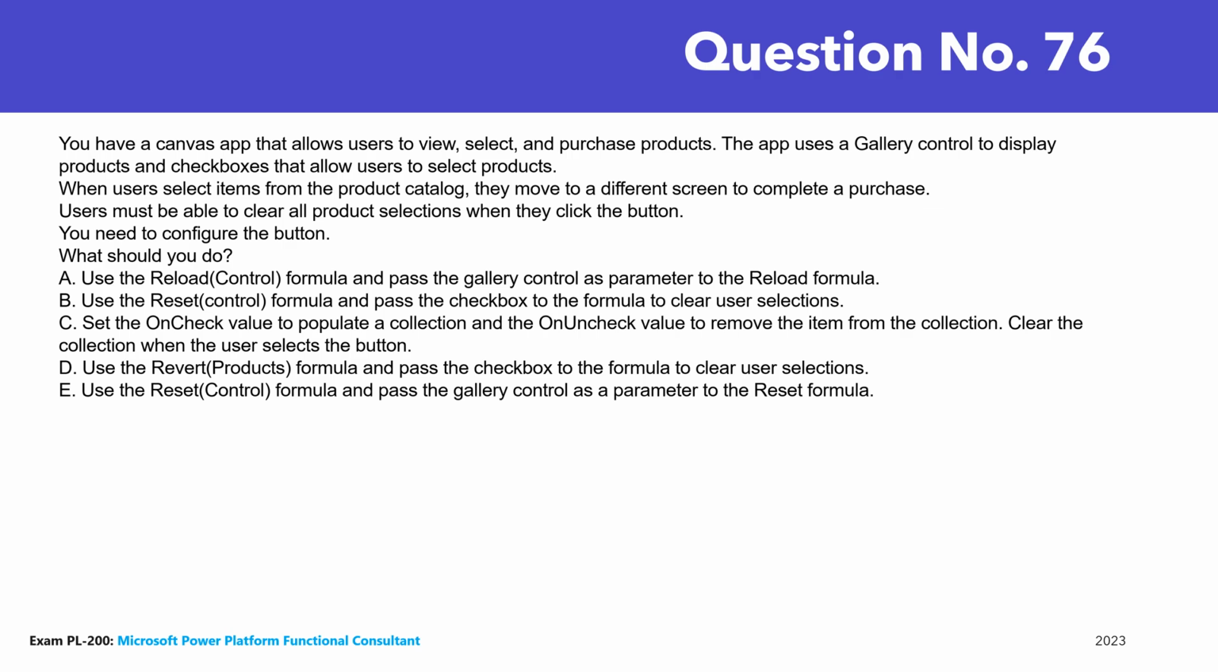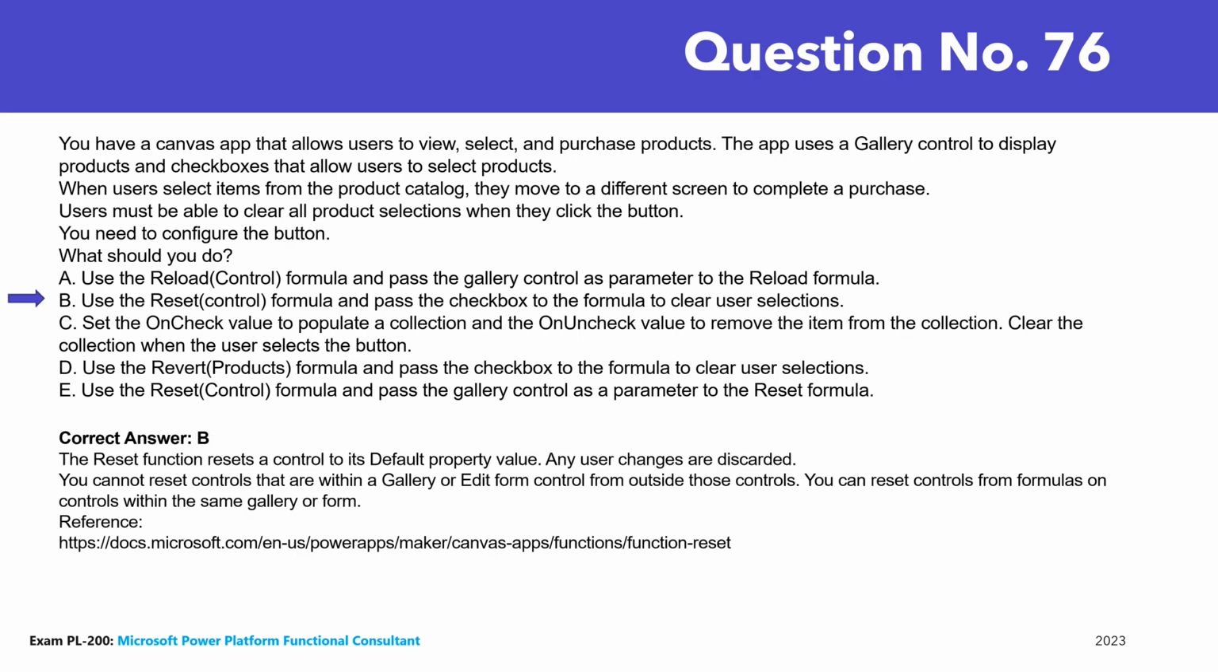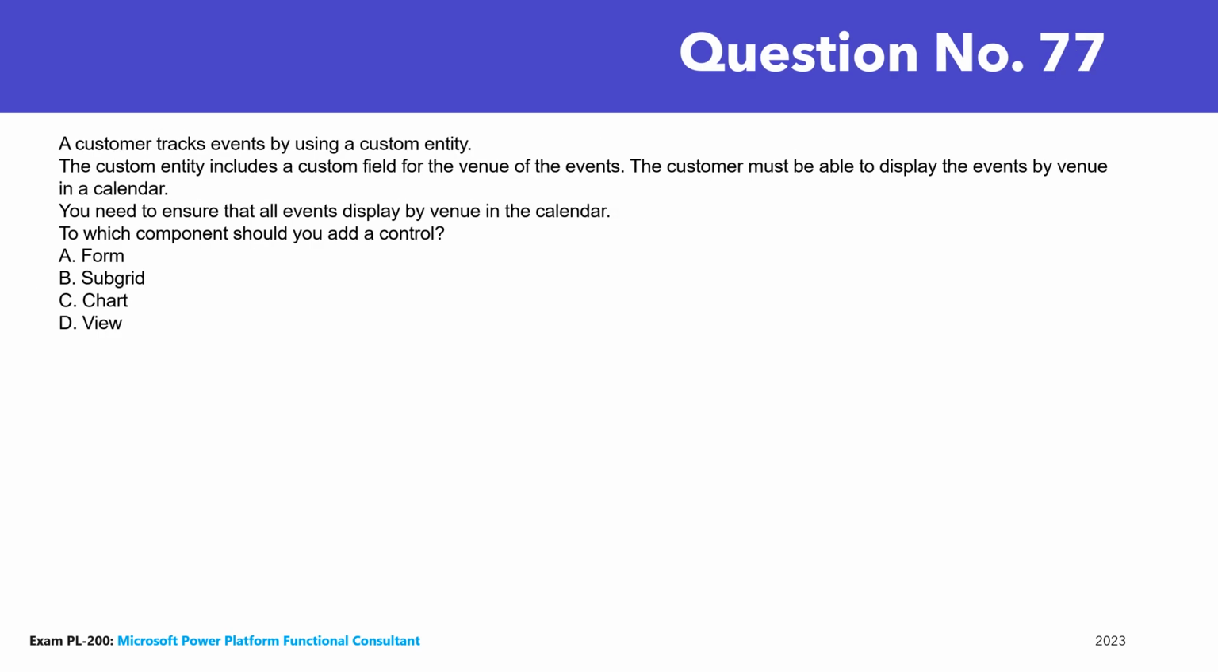A. Use the reload control formula and pass the gallery control as a parameter to the reload formula. B. Use the reset control formula and pass the checkbox to the formula to clear user selections. C. Set the on-check value to populate a collection and the on-uncheck value to remove the item from the collection. Clear the collection when the user selects the button. D. Use the revert products formula and pass the checkbox to the formula to clear user selections. E. Use the reset control formula and pass the gallery control as a parameter to the reset formula. Correct answer, B.